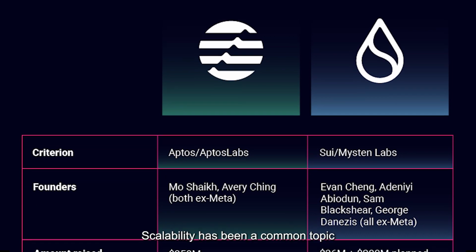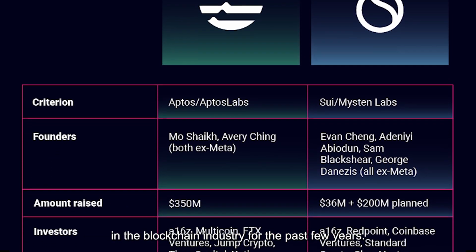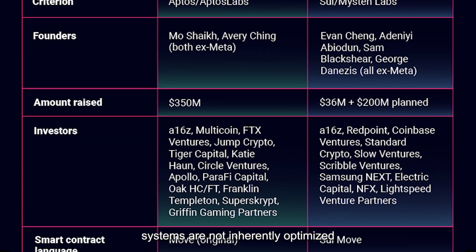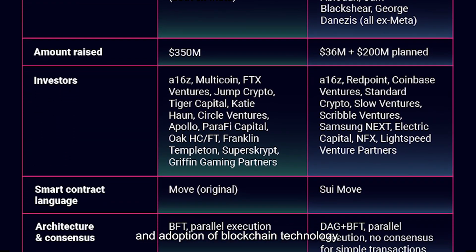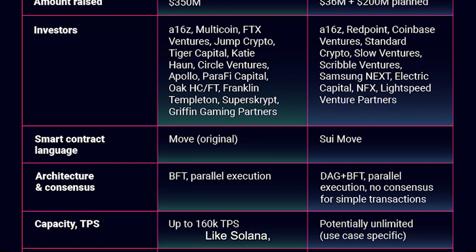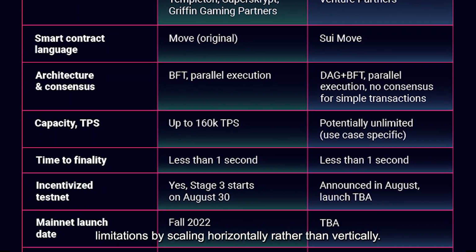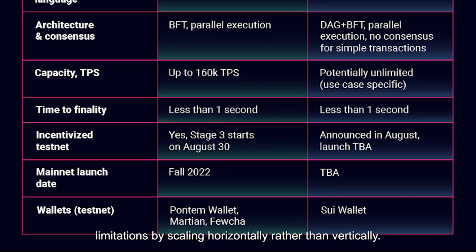Scalability has been a common topic in the blockchain industry for the past few years. Many widely used blockchain systems are not inherently optimized to support the continued growth and adoption of blockchain technology. Like Solana, both Aptos and SUI attempt to address blockchain limitations by scaling horizontally rather than vertically.